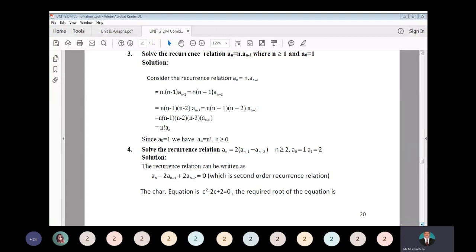Again for an minus 2, n minus 2 into an minus 3. Like that, when you expand it, you will get n factorial into a naught. So that is an is equal to n factorial into a naught. So here given condition a naught equal to 1. So when you replace it, an equal to n factorial where n greater than or equal to 0. So that is the general solution of the given recurrence relation.